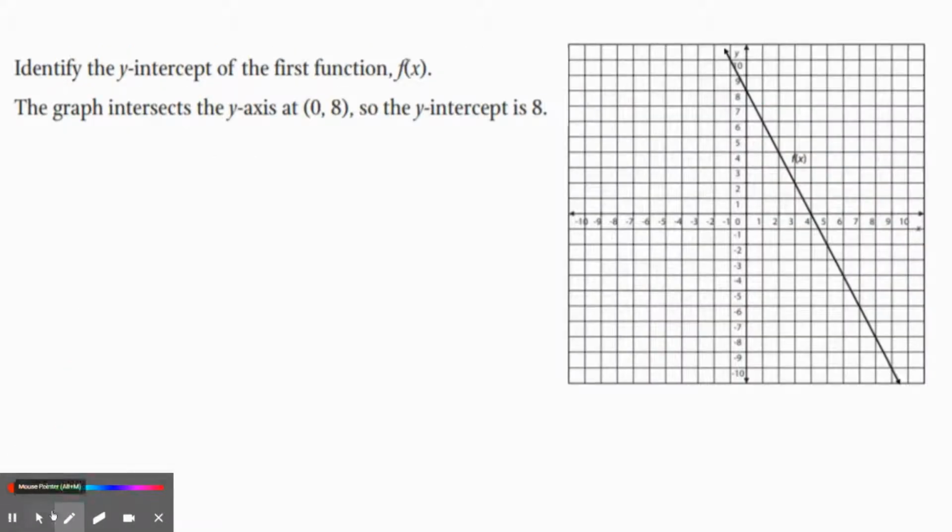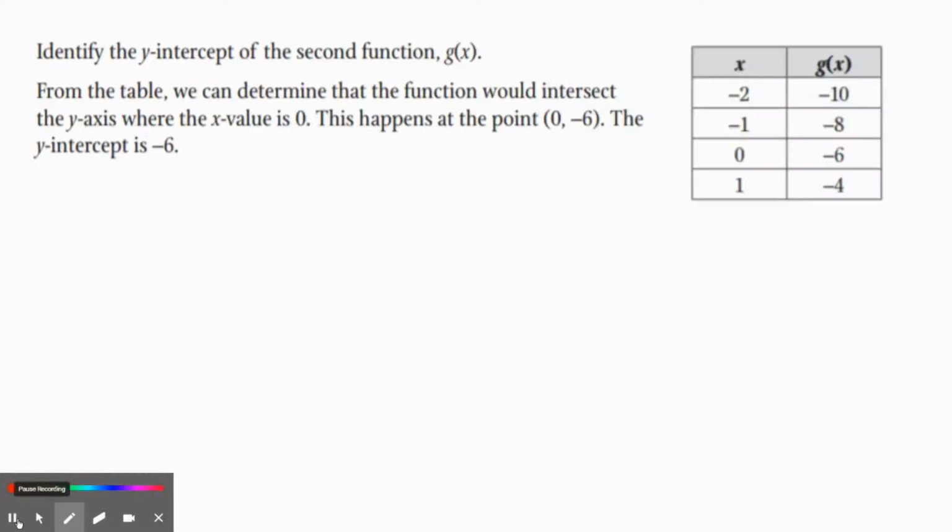Back to f of x, what's the y-intercept? The y-intercept is located right here at (0, 8). For g of x, back to the table, the y-intercept here, when the x value is 0, the y-intercept is -6.